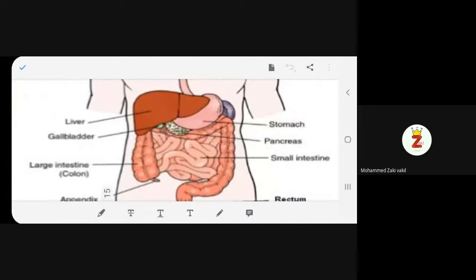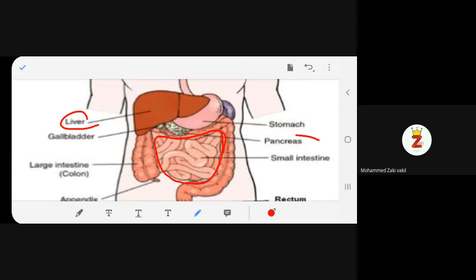Got it? This is what we are going to talk about, right? The small intestine is a long coiled tube. Now it is getting secretions from the liver and pancreas. Understood? So the pancreas and liver are also giving some digestive juices to the small intestine. Is this clear to all of you?